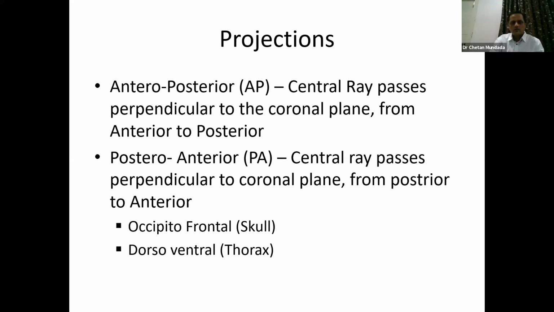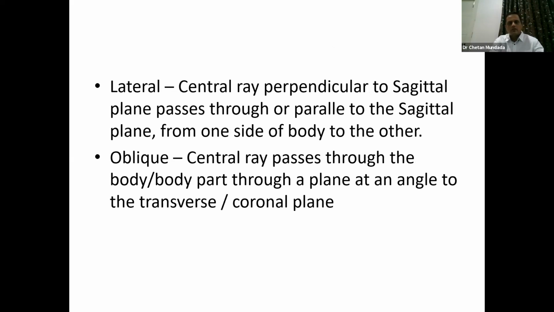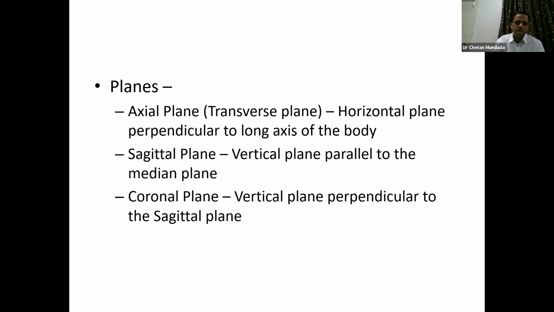So in posterior anterior view, the central ray passes perpendicular to the coronal plane from the posterior to anterior side. So depending on the area we are using, it can be occipitofrontal in skull, or it can be dorsoventral in thorax. Then we have lateral projection. So central rays are perpendicular to the sagittal plane, and they pass through or parallel to the sagittal plane from one side of the body to the other. And oblique is when the central ray passes through the body part through a plane at an angle to the transverse or the coronal plane.